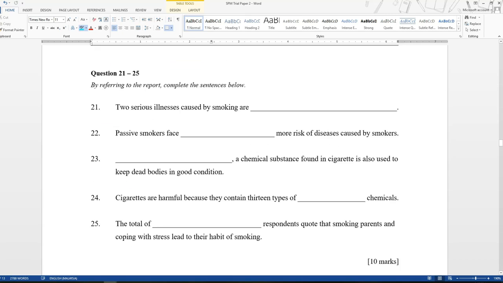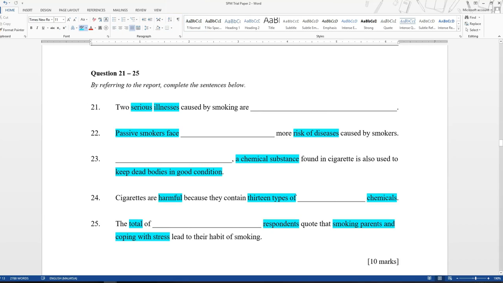Moving on to question 21 to 25. By referring to the report, complete the sentences below. So now you are going to fill in the blanks with information taken from the text. We are going to read through each question and find all the keywords in here as well. As you can see here, I have already highlighted all the keywords in order to save time, but we're going to read through them and I'll discuss some of the vocabulary in here.